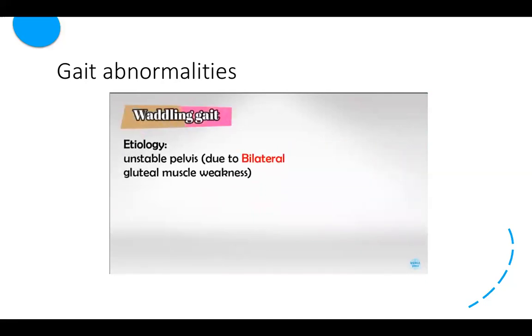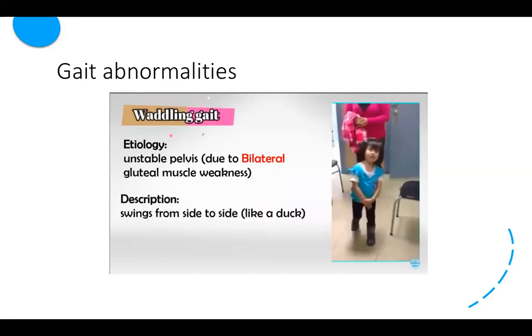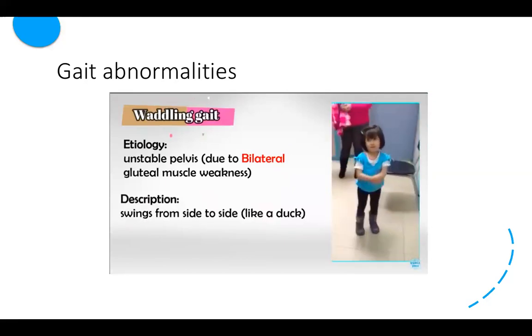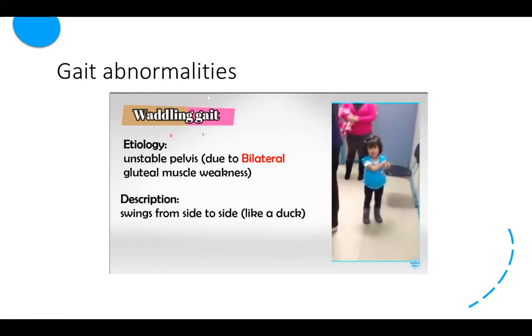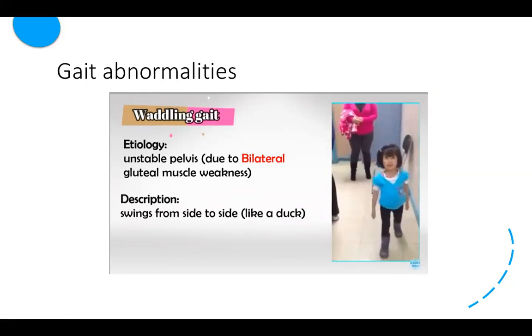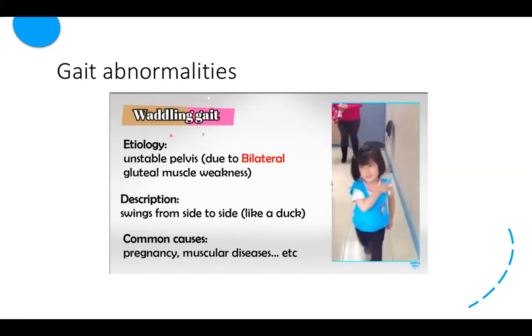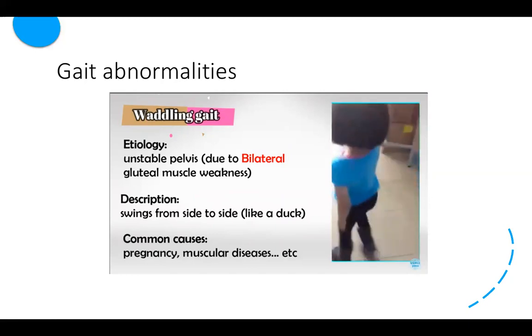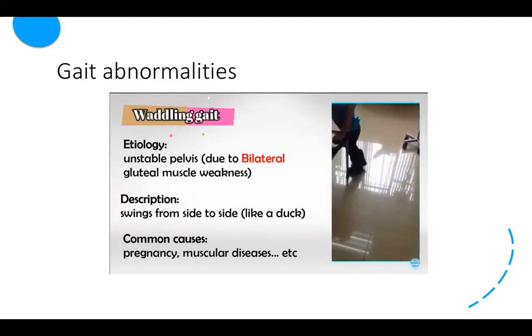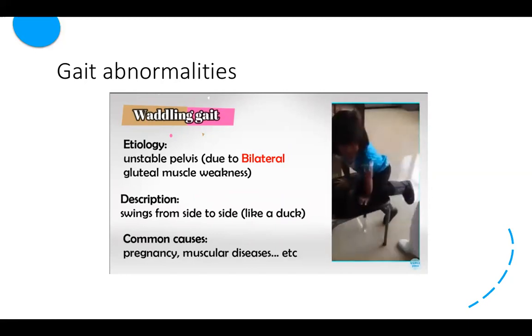Waddling gait is due to weakness of bilateral gluteal muscles. This will cause instability of the pelvis, and the patient would waddle from one side to the other while walking. Common causes include muscular dystrophies or muscular diseases, pregnancy, and etc. Just think of something that would damage bilateral muscles at the same time.